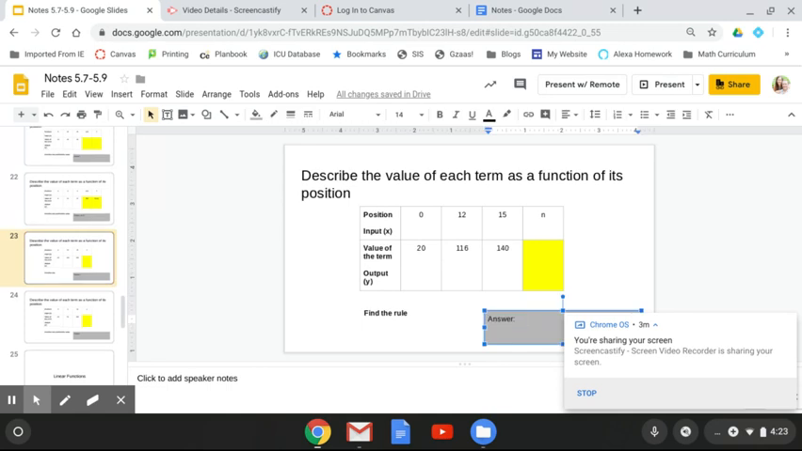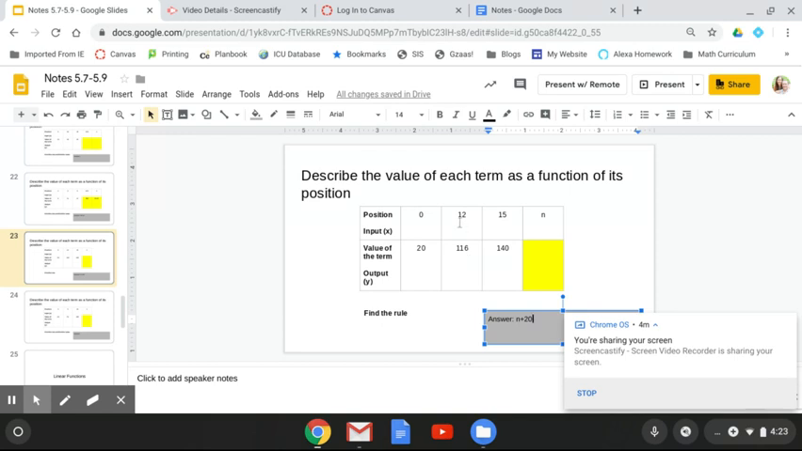So on this, I know I'll be multiplying my n by something because there's no other way to get from 0 to 20. But then I'm also going to have to add 20. Adding just 20 doesn't work every time. So what I need to do with 12 is get close to 116 and then be able to add 20. So what I would first do is take 116 minus 20. And I know that will give me 96.